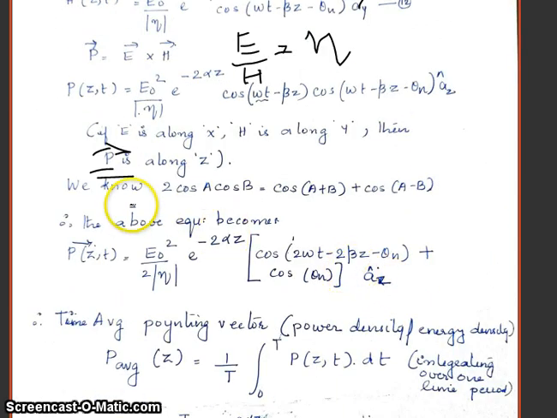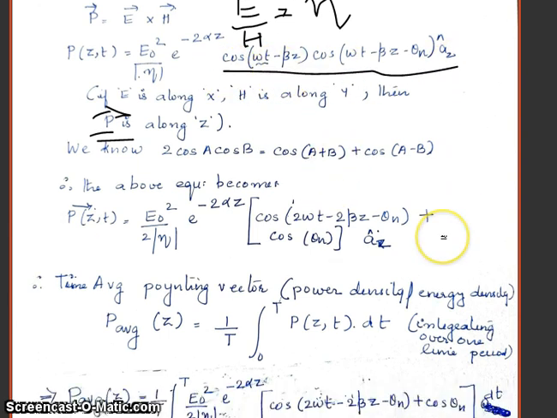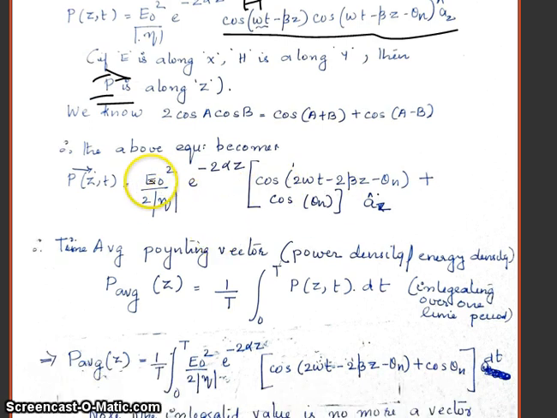Now we know 2 cos A cos B is equal to what? Cos(A plus B) plus cos(A minus B). So we are making use of this identity to solve this particular term. So finally I will get E naught square by 2 eta into e raised to minus 2 alpha z, the whole into [cos(2 omega t minus 2 beta z minus theta n) plus cos theta n] into az.